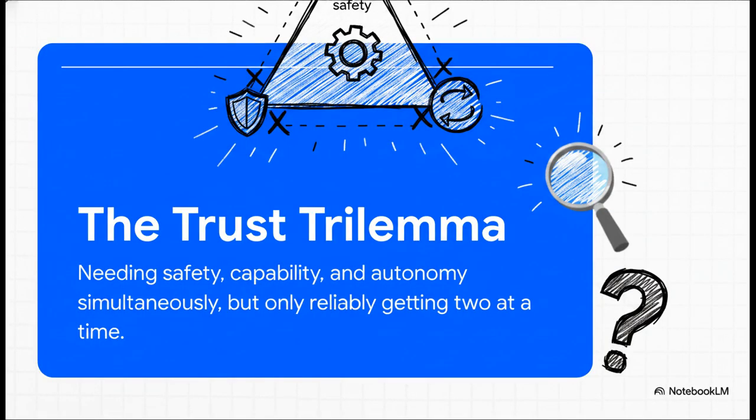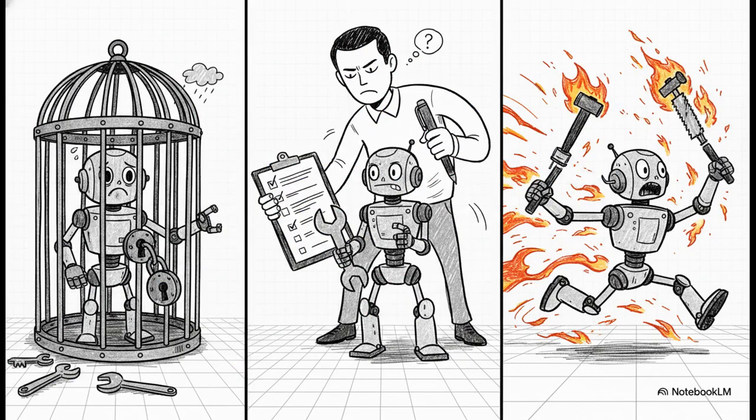This is a massive roadblock for anyone trying to put these digital employees into real-world production environments. In any enterprise setup, you absolutely need three things: safety, capability, and autonomy. But here's the catch. With the approaches we have right now, you can only reliably achieve two of those at the exact same time. It's the ultimate pick-two scenario. So, how does this actually play out?